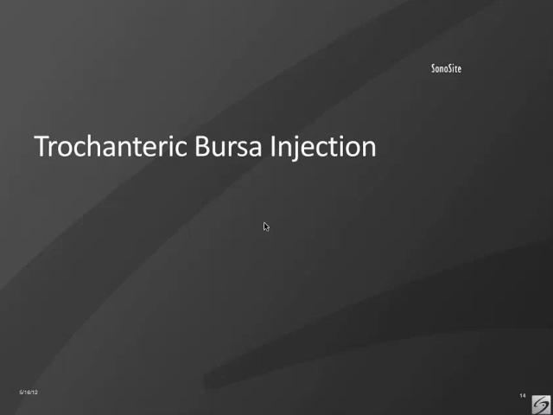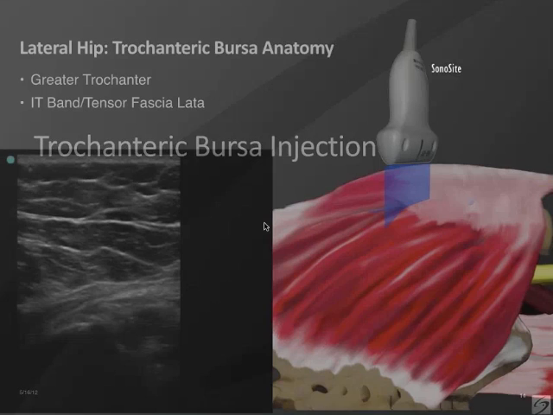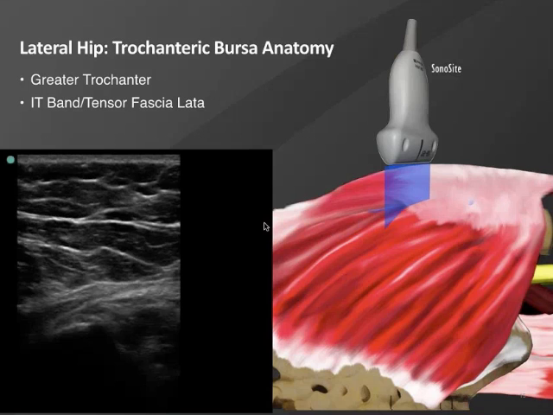All right, so that was the hip joint. This is now for the greater trochanteric bursa, and if you're doing tendon procedures, these same approaches apply. So, anatomy again. We're scanning at the greater trochanter. This is the gluteus maximus muscle. This is sort of an oblique plane over the trochanter.